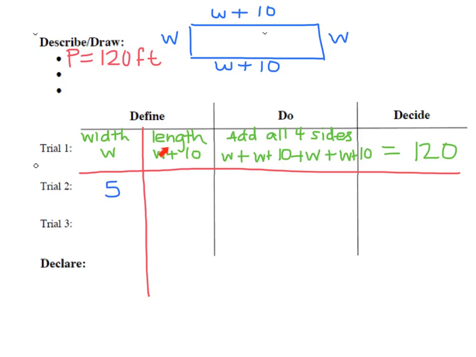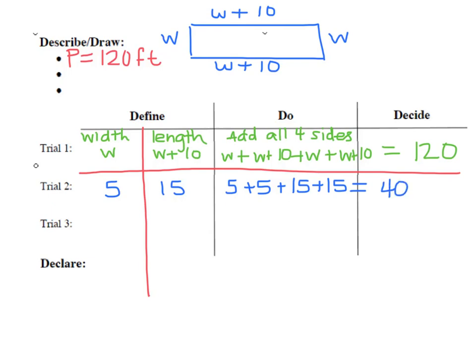Now I'm going to come to the length and figure out what my length would be. If I plugged a 5 in for my width, it's 10 more, so it'd be 5 plus 10, which gives me 15. Now the do part says add all 4 sides. So if it's perimeter, I need my 5 plus 5, that's the 2 sides, plus 15 plus 15. Here's where you can use a calculator if you want. So 5 plus 5 is 10, plus 15 is 25, plus another 15 is 40. That equals 40.